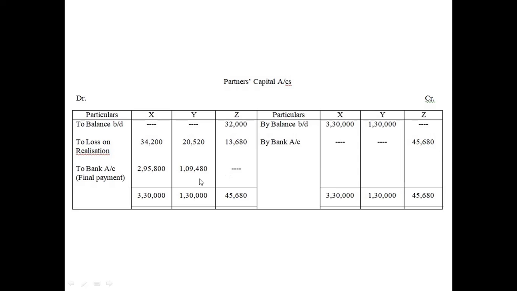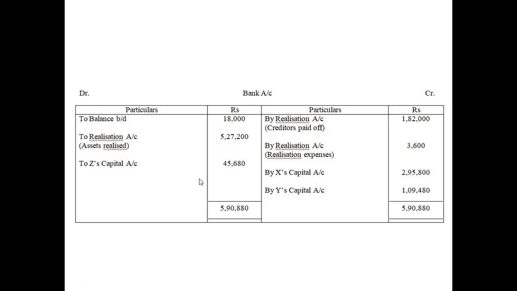After that we prepare the bank account, and remember, this bank account acts like a balance sheet. So the total of both debit side and credit side has to match. We already know how to prepare a bank account. We have already done this cash book in class 11, so we know this. To balance b/d. Have a look at the balance sheet: cash at bank 18,000, so write the amount to balance b/d 18,000.